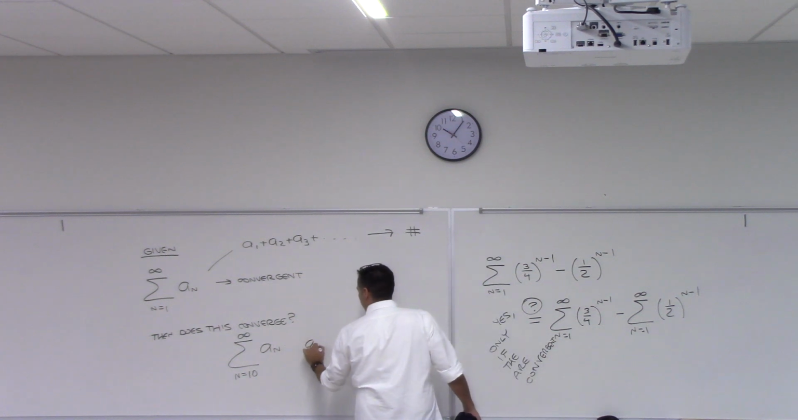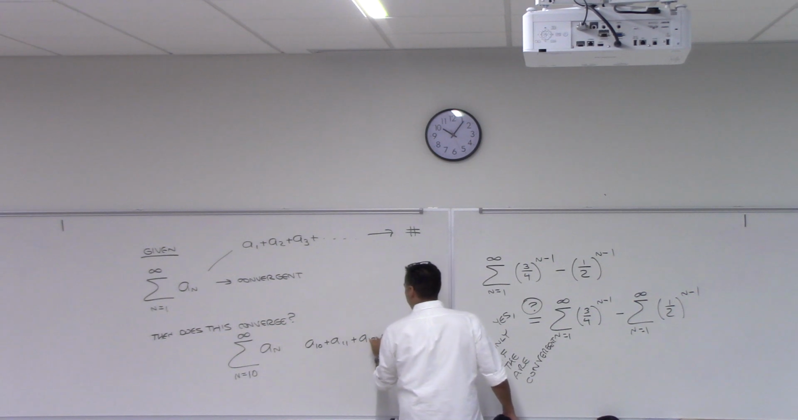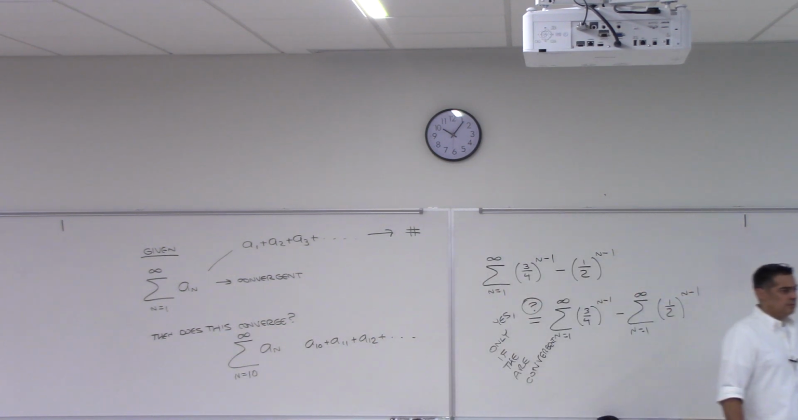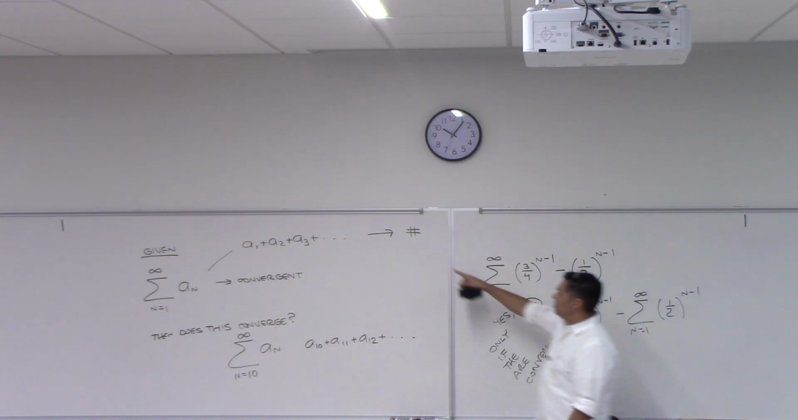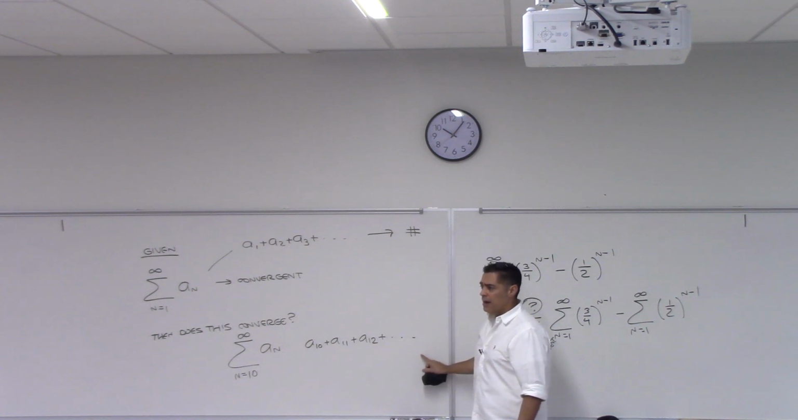...a sub 10 plus a sub 11 plus a sub 12 forever. What can you tell me about this one? What do you feel? It's also convergent. Now, will it be converging to the same number? No, but it should converge to a number, right?